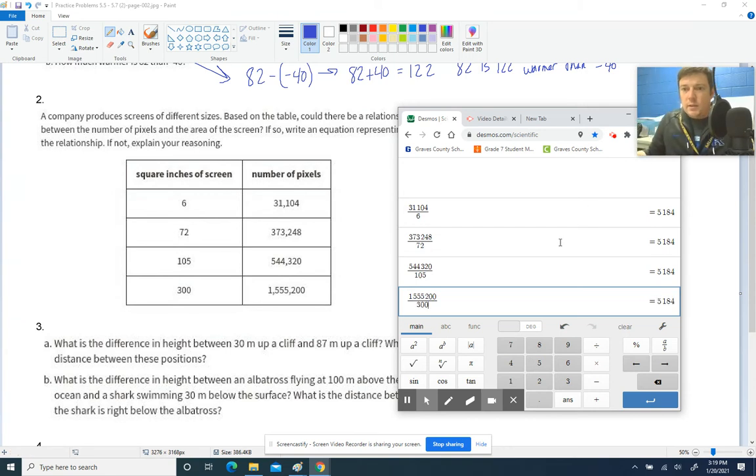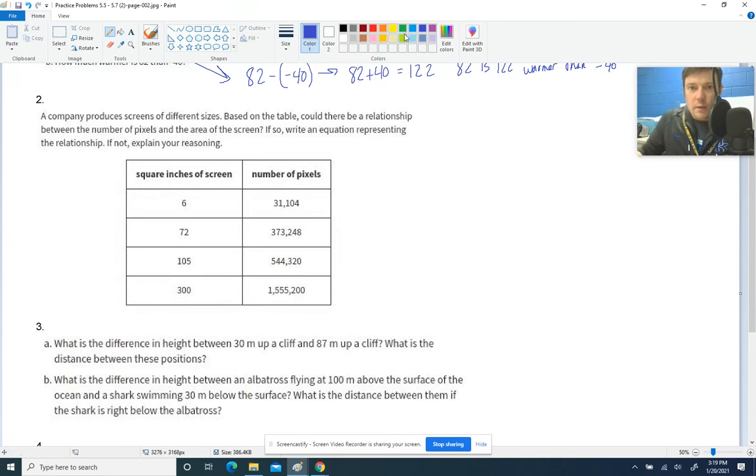All right, so it looks like we have a constant here of being able to multiply the number of square inches of the screen times 5,184, and it will tell us how many pixels there are. So we know that 5,184 is our constant of proportionality. So if we had this as an equation, let's say that we called these x's and we called these y's, then we would simply write y can be found by taking 5,184 and multiplying it by x. There's our equation. Easy peasy.